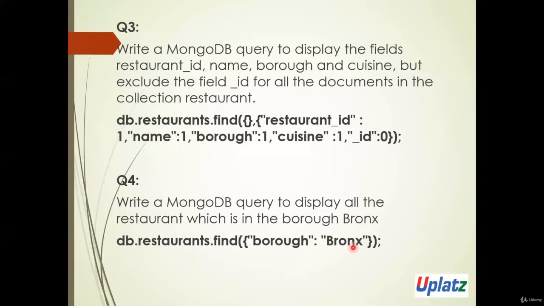So this is my query. I have used the filter. So this is my field and this is my value. So I will get the result of all the restaurants that have Bronx displayed.